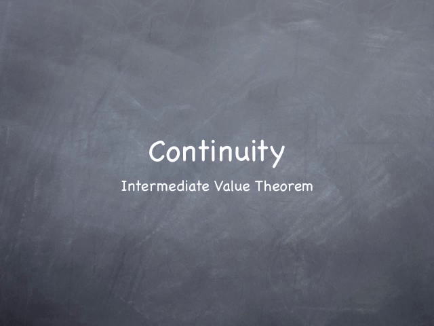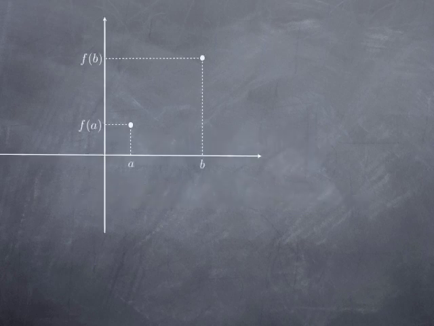Now we're going to turn to an important property of continuous functions, namely the intermediate value property. Let's say we want to join 2 points in the plane by the graph of a continuous function. If these 2 points are on the graph, they have coordinates (a, f(a)) and (b, f(b)). And let's pick a value w that is between f(a) and f(b).